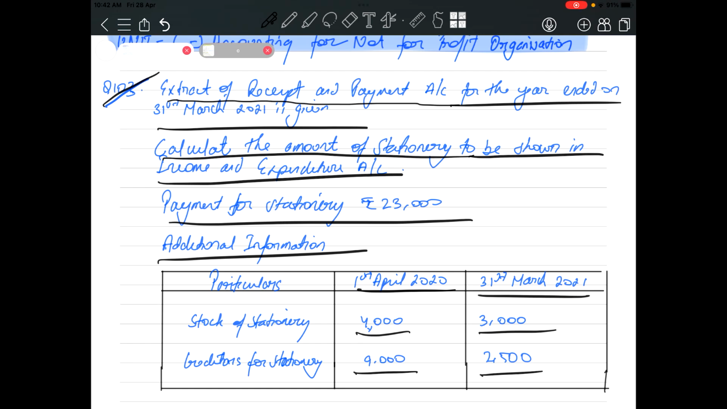Now how will we solve this type of question? See, creditor for stationery is given. What do you mean by creditor for stationery? It basically means we have purchased stationery from creditors on credit, right? The opening balance is 9,000, closing balance is 2,000. And stock of stationery is given, 4,000 and 3,000. At the beginning of the year we had 4,000 rupees of stock, and at the end we have 3,000 rupees of stock. I hope the question is clear.